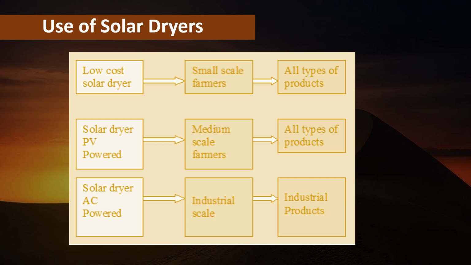Solar dryers, PV powered. If you require some electricity for the forced convection, then we can use these solar PV powered dryers, which are used mainly by medium scale farmers, and which are also used for all types of products. And then solar dryer, AC powered, in the mixed mode dryers, which are used on an industrial scale and mainly for industrial products, especially medical and pharmaceutical products.